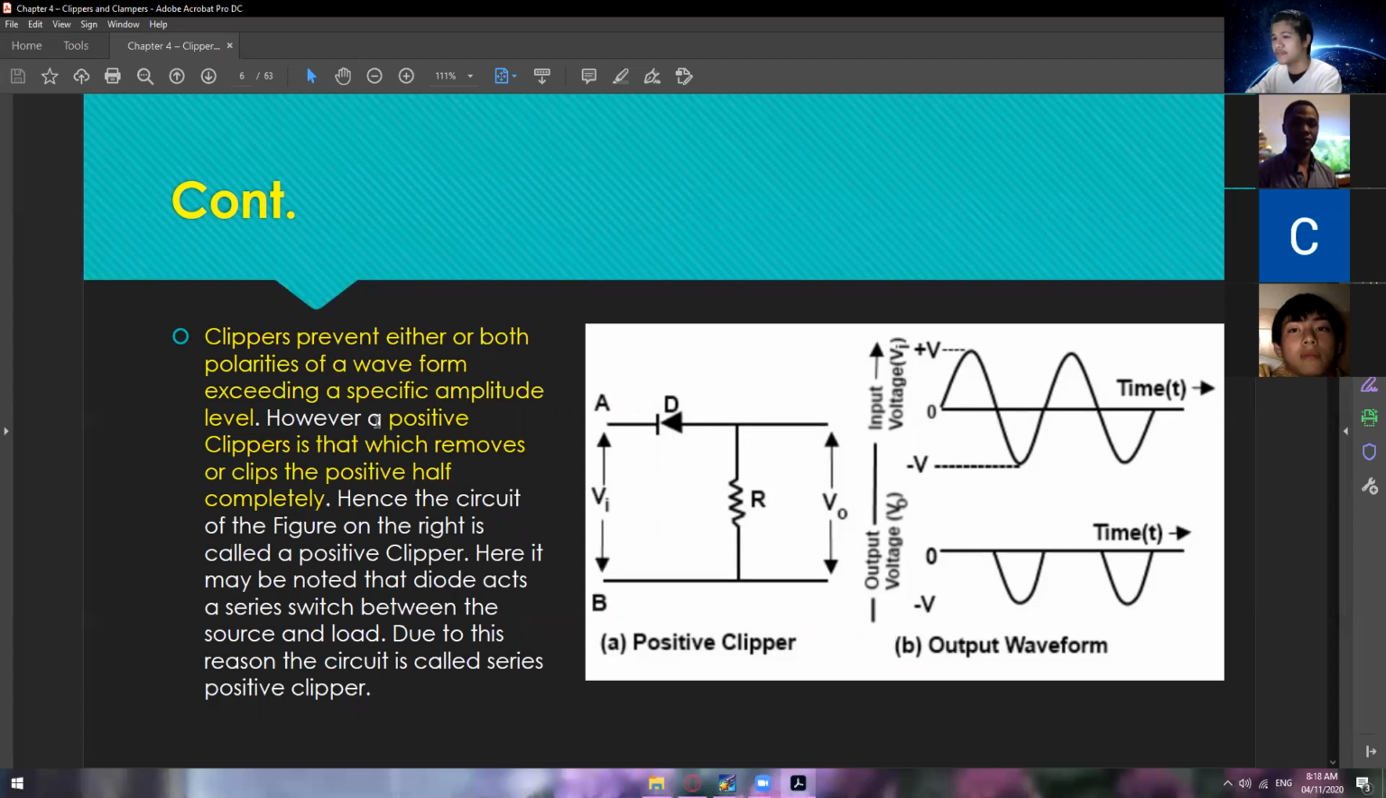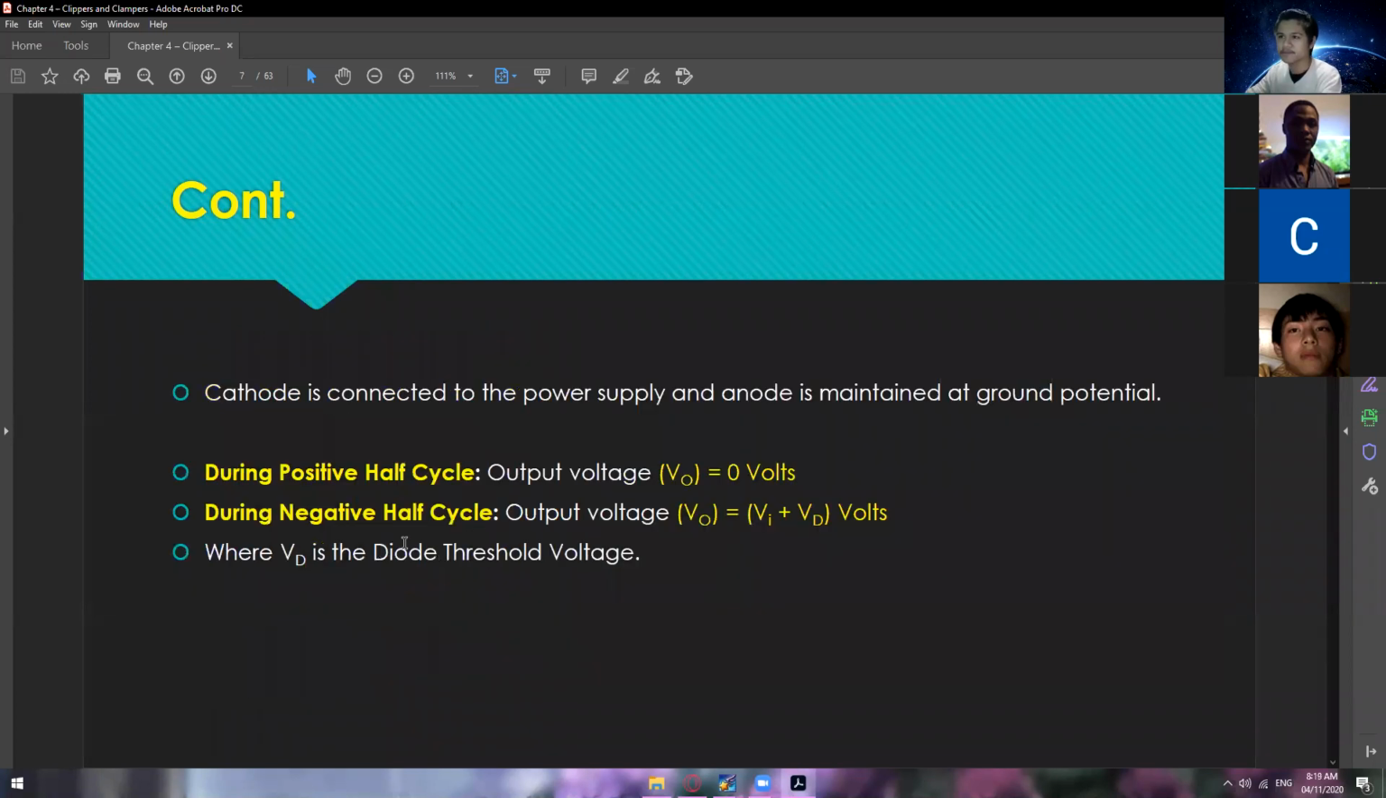A positive clipper is one which removes or clips the positive half completely. Hence, the circuit in the figure on the right is called a positive clipper. Here it may be noted that the diode acts as a series switch between the source and load. Due to this reason, the circuit is called a series positive clipper. So that's the idea behind why we call it a series positive clipper.